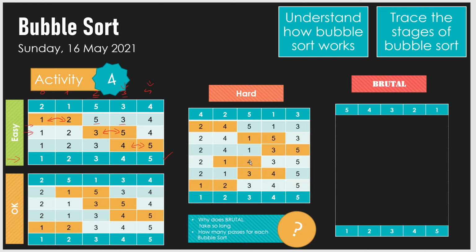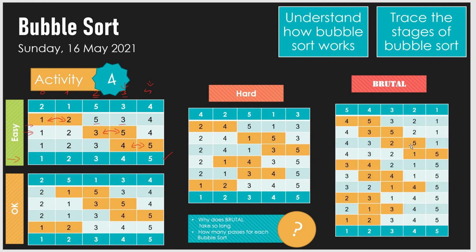Let's have a look at the hard one. So we can see here the for loop has done 1, 2, 3 passes to sort everything out, and 4 to check if everything is in order. Let's look at the brutal one.